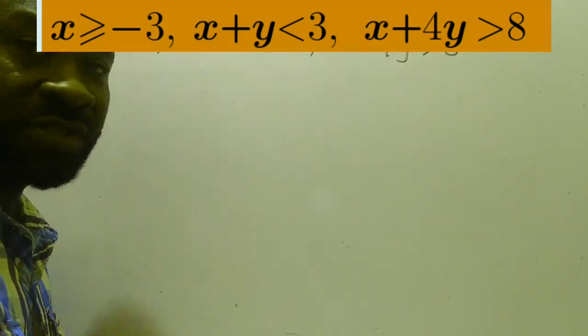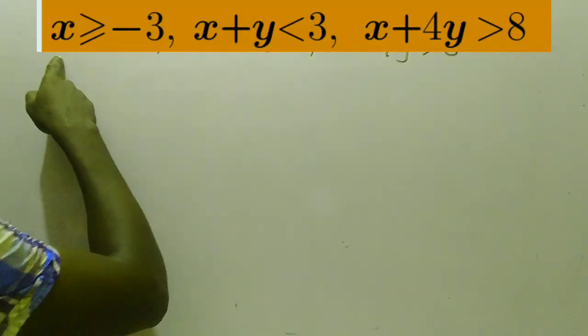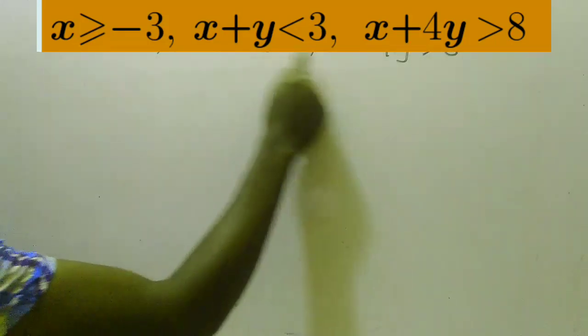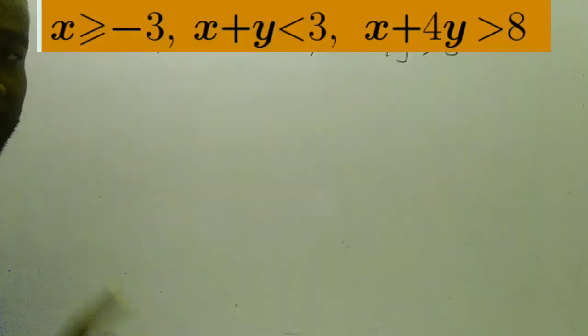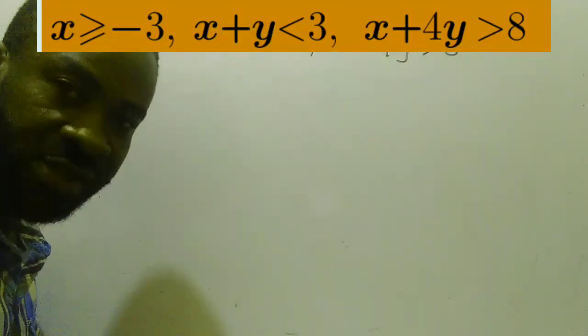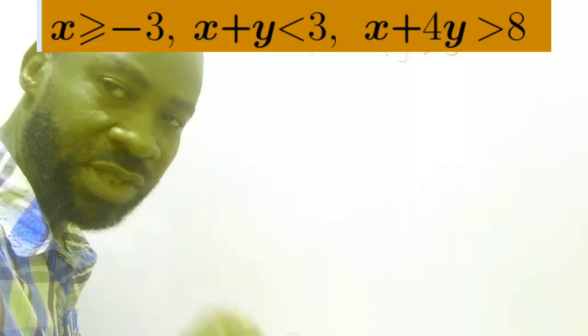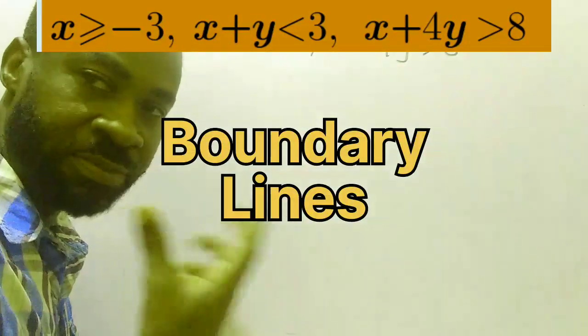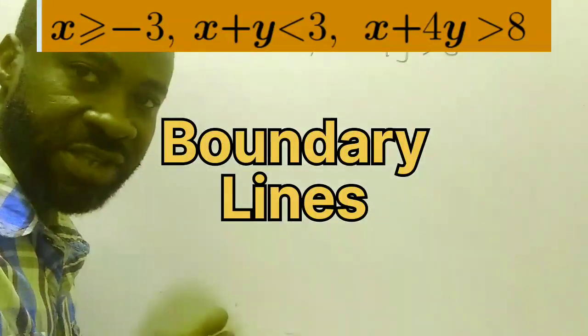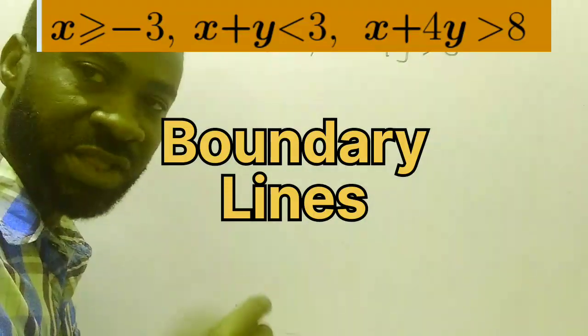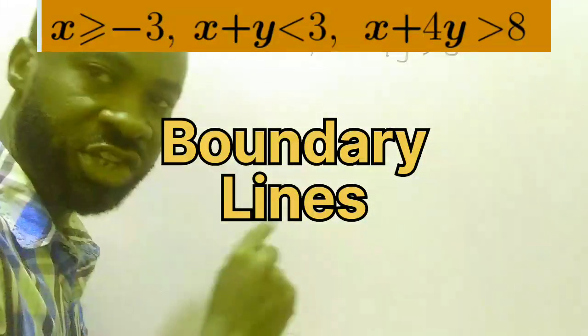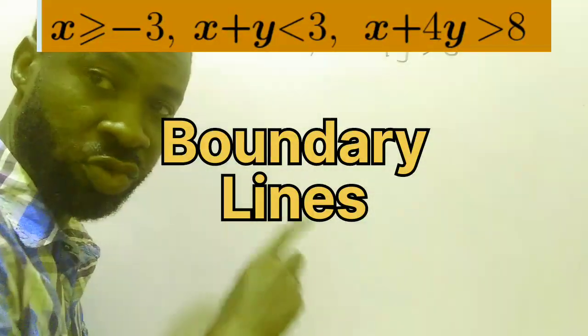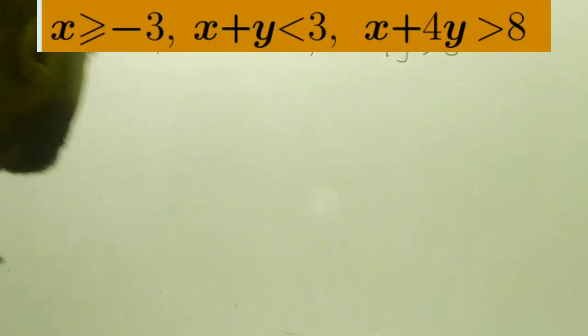Now we are given these inequalities. We are given this, and this. Now the first thing we're going to do is get the boundary lines. Okay, after the boundary lines we now get the intercepts. Now the boundary lines is simply that you change each of the inequality symbols to equations. Okay, so let's do that.